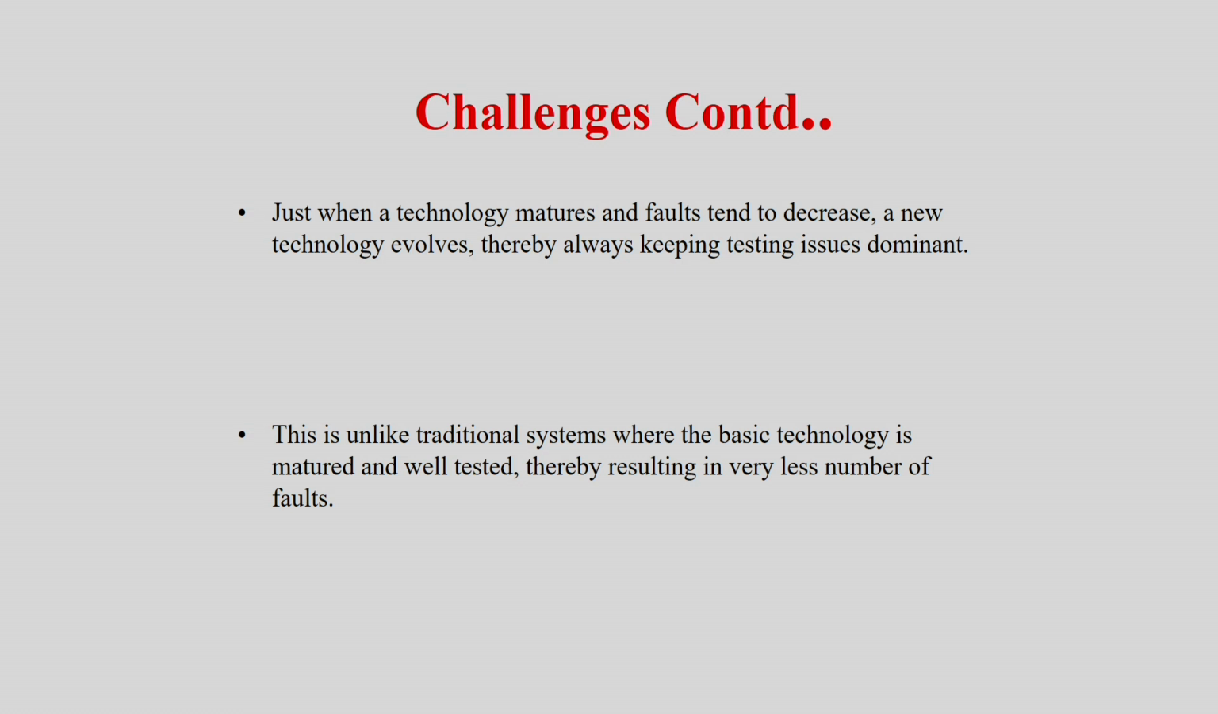This is unlike any traditional system where the basic technology is mature and well tested, resulting in very few faults or bugs. In many of the cases, the hardware platforms are mostly well established. Like in a traditional software development, the hardware platform is well known. Only the bugs are discovered in the software. But in hardware, nothing is available, everything is in the air. So the target hardware, target software, both are developing, finally they should meet.